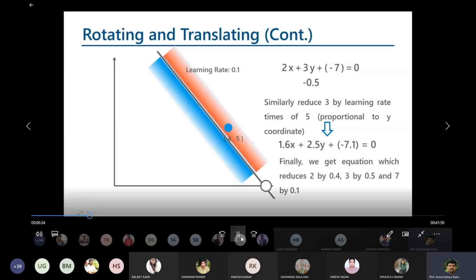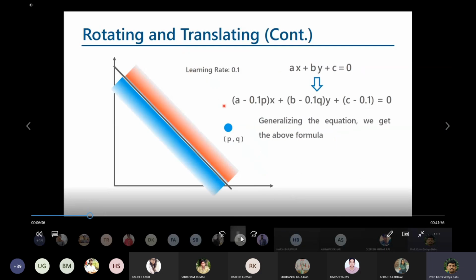So the earlier equation, when we reduced by these particular proportions and generalized it, we got this particular line. This is the equation: A minus learning rate into P, times x, plus B minus learning rate into Q, times y, plus C minus learning rate, equal to 0.